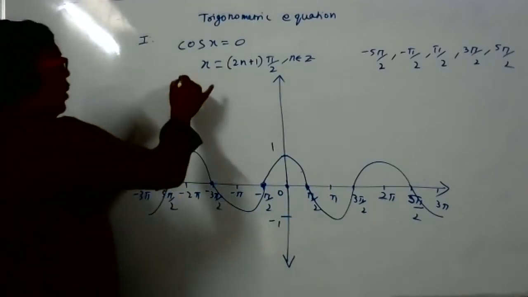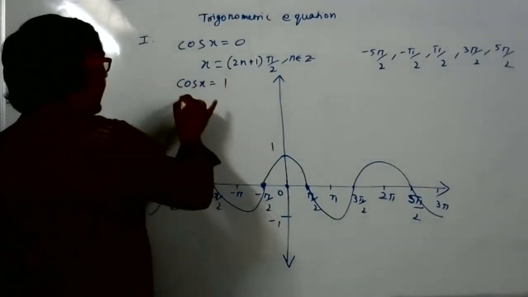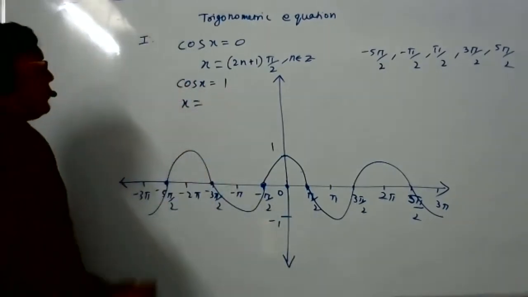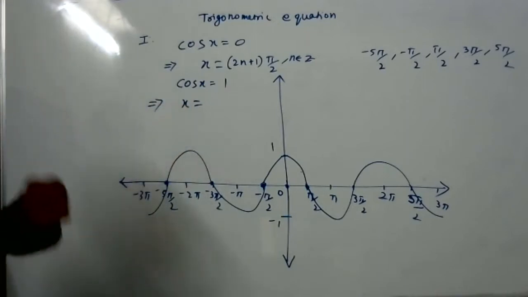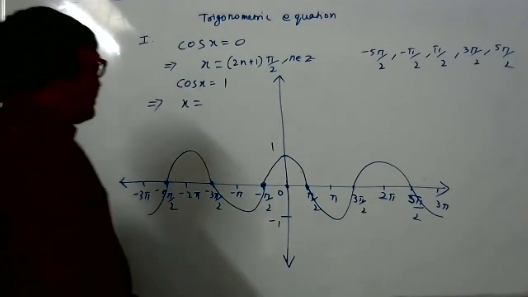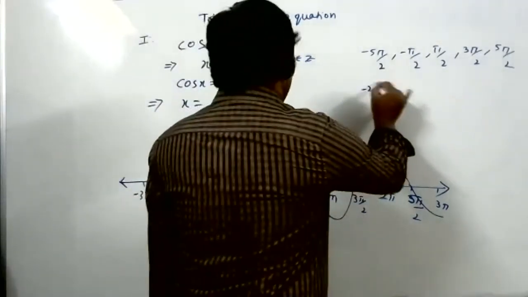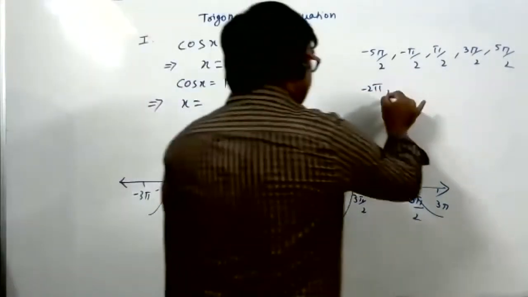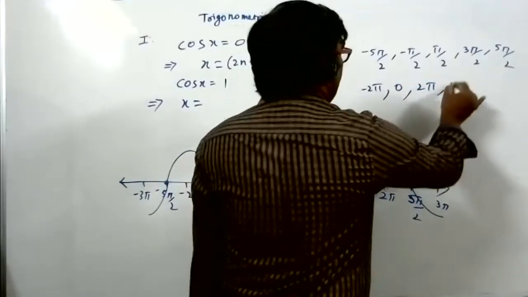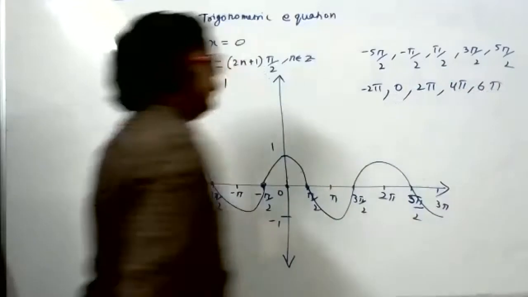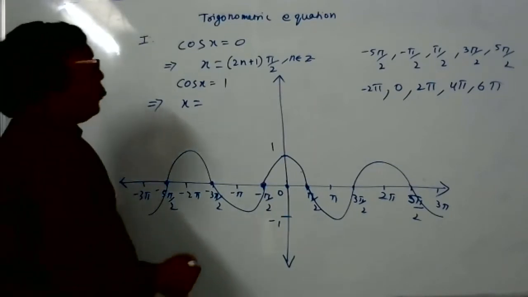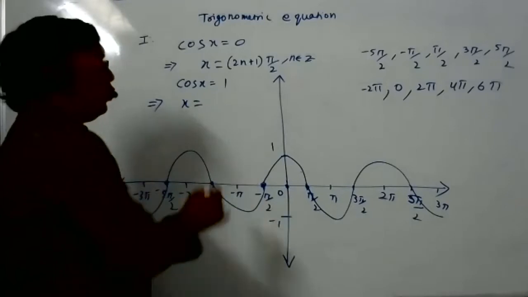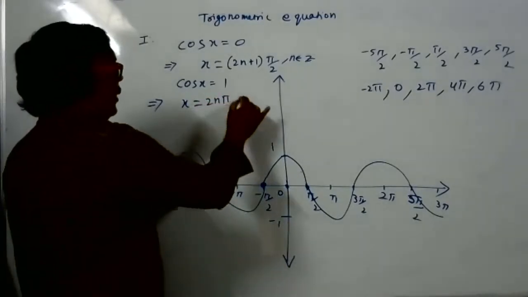Suppose I say cos x is 1. So x is how much? When cos x is 1? Cos x is 1 at minus 2 pi, then at 0, at 2 pi, 4 pi, 6 pi. So what do 0, 2 pi, 4 pi, 6 pi represent? Even multiples of pi. How to write an even number? 2n is the even number. So 2n pi, n belongs to integers.